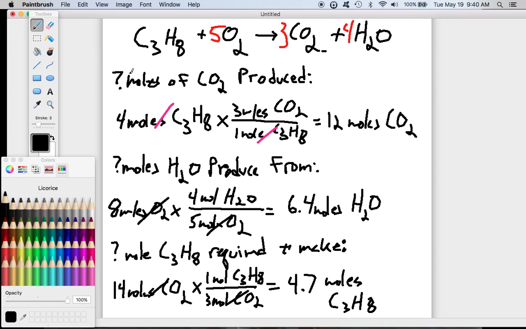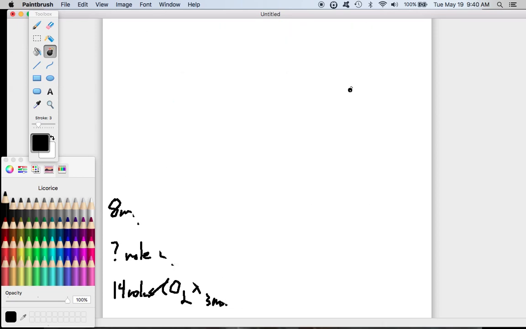I found a new button over here too, which is kind of funny considering we're talking about the combustion of propane. This is the bomb button.